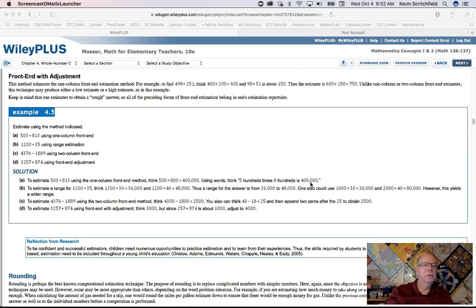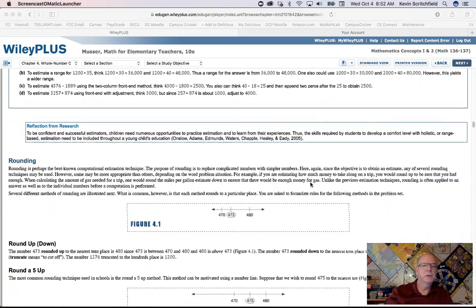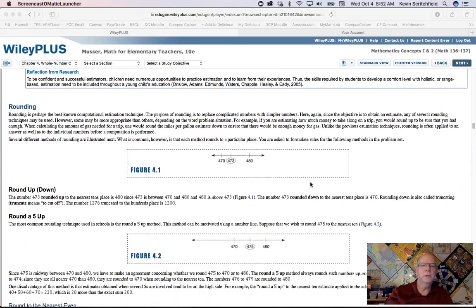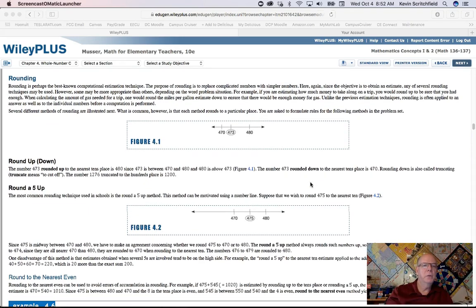I'm going to let you look through this adjustment process here. It's a combination of some things that we've talked about. And I want to finish up with rounding. Rounding gives people some problems, so you need to make sure that you understand rounding.